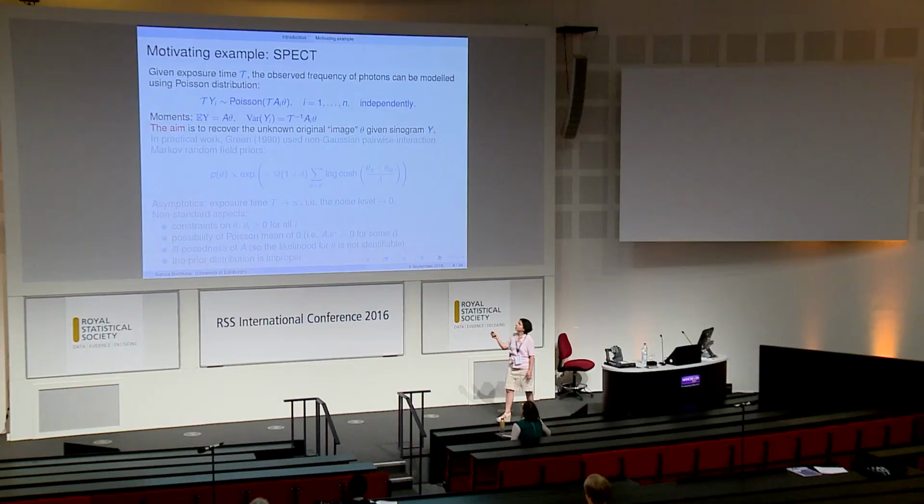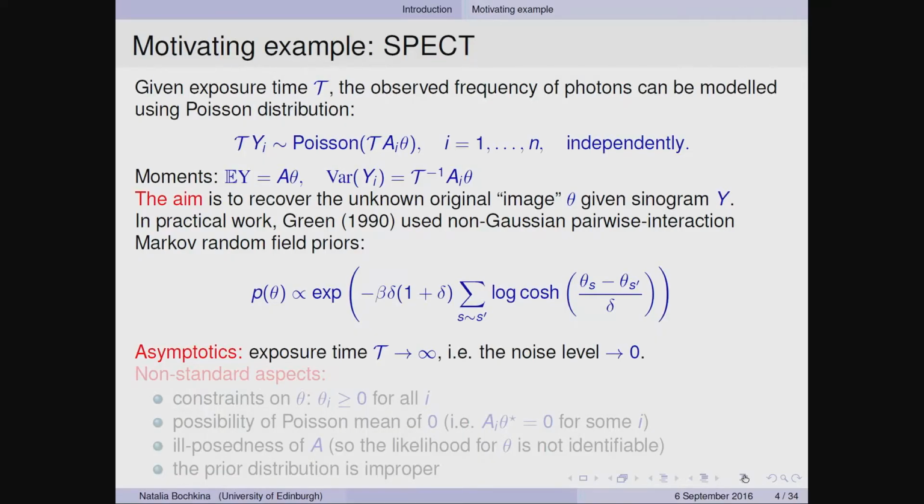So we can look at the moment. Of course, that is the inverse problem here, and the variance is proportional to that and also inversely proportional to the exposure time. So naturally we will go in the limit when the exposure time goes to infinity. The aim is to recover the unknown image, and the prior distribution that Peter used is a non-Gaussian pairwise interaction Markov random field. You can see that this prior is improper because it's not identifiable for theta up to a shift, right? You can add and subtract. The sum is over the neighbors on the image.